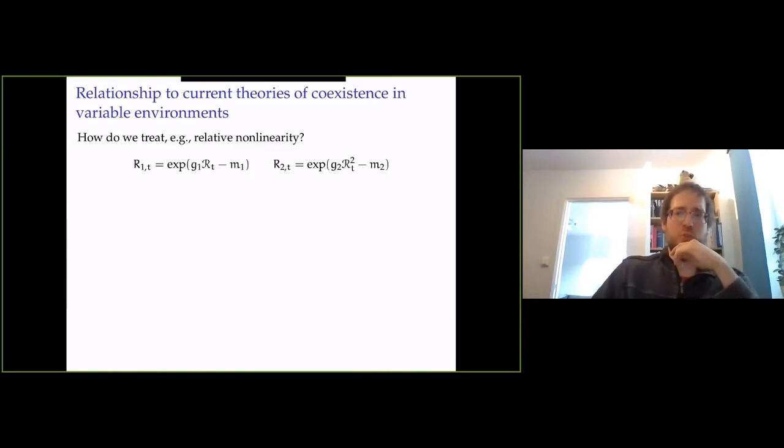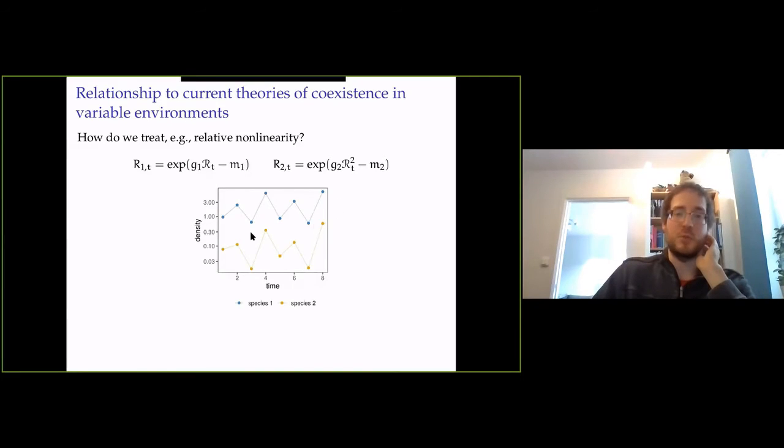So just to show you more of the connection, how would we treat, for example, relative nonlinearity in our framework? We have a model with two species with growth rates that look very much like what we had in our simple model, except notice that the regulating factor is squared in the growth rate of species 2. Also, I made these G parameters time independent. I did that to make absolutely sure that there is no storage effect in this model, that any coexistence is purely a consequence of relative nonlinearity, and in fact that's what we have.